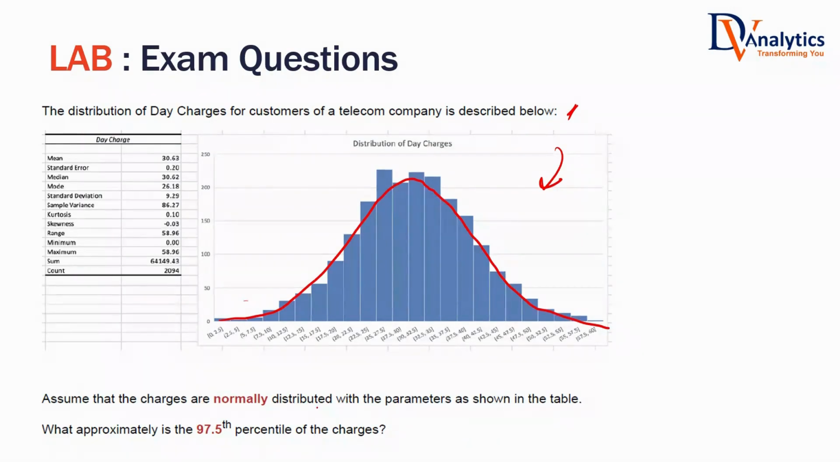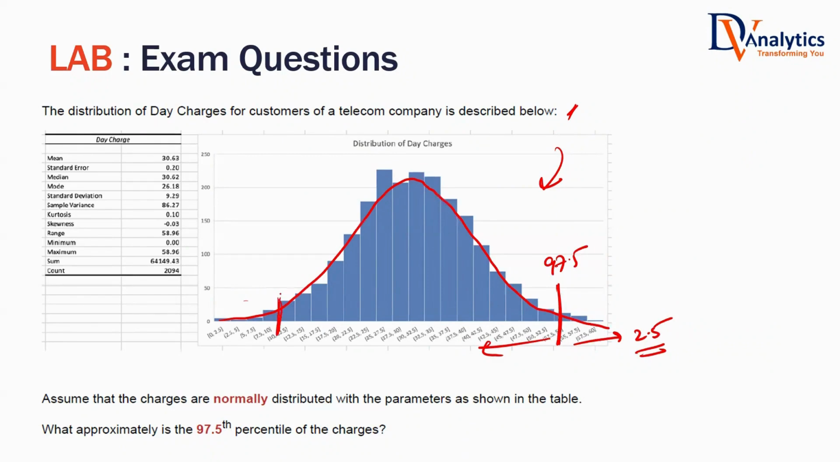Assume that it is normally distributed. What approximately is the 97.5th percentile of charges? What is this, 97.5 percentile? That means what is that charges value, where below that charge 97.5% of the data is there, and above it only 2.5% is there. This is a little twisted version of the previous question.